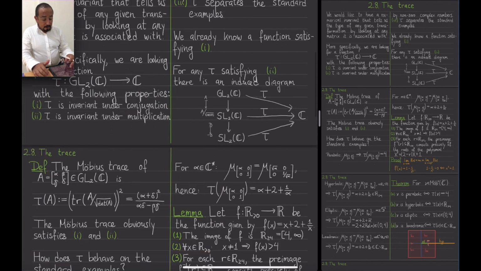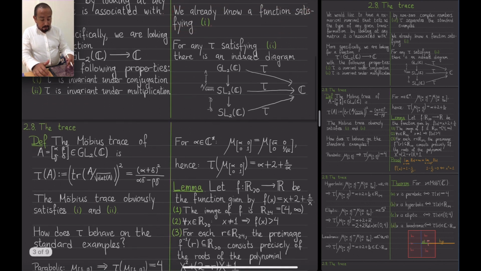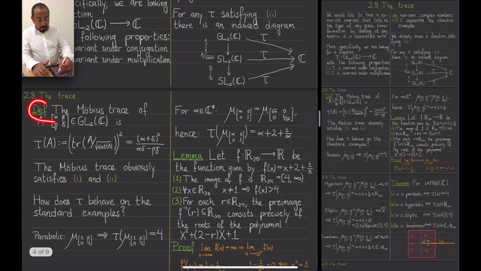Now, remembering that we already knew such a function, we come up with this definition of the Möbius trace of a matrix. So tau, the Möbius trace of a matrix, is, as we said, we first divide by the square root of its determinant, any square root of its determinant, and then take the trace, and then in order for the value to be the same at minus the matrix, so at minus here, we take the square of such thing, right?